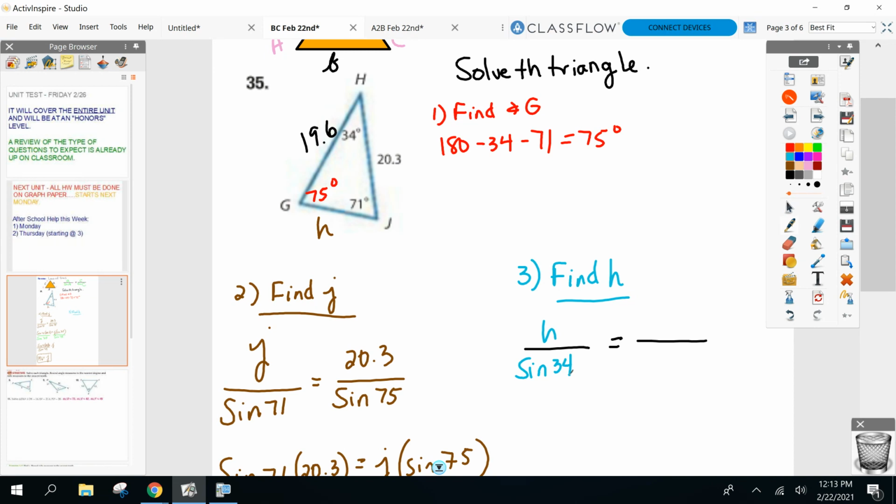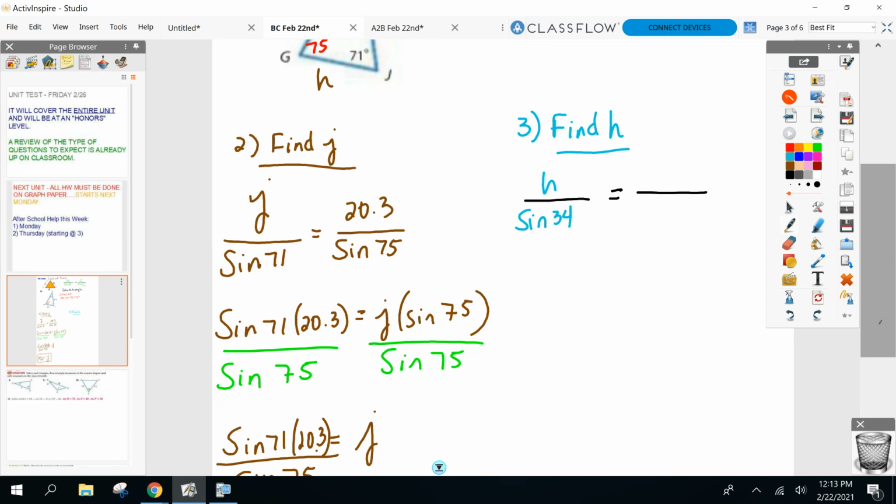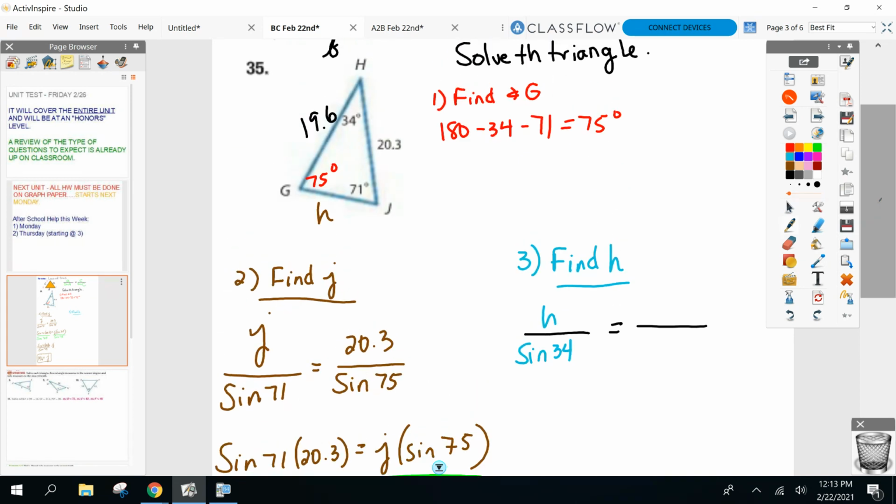I always use the side that I was originally given. Here's why, and maybe some of you can explain why. What if I made a mistake finding J, and now you're going to use it again? Guess what's going to happen here? You're going to get it wrong 100%, right? So you might as well just keep using the given side. 20.3, sine of 75 again. And then same thing, cross multiply.